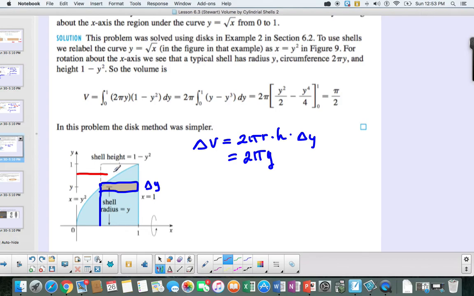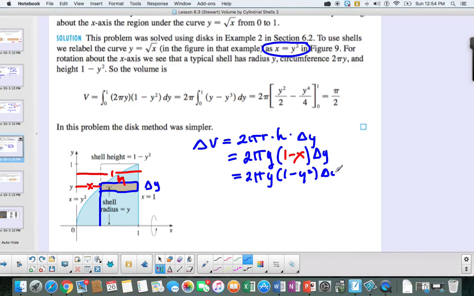So the whole distance here is 1, and this distance right here is x, and what we want is this distance, which is the height. That's what I'm looking for. So that's going to be 1 take away x, delta y. Again, I don't want to keep the x there. I want everything in terms of y, and I know that x can be written as y squared, so I'm going to do 1 minus y squared delta y, and my volume will be equal to the integral.